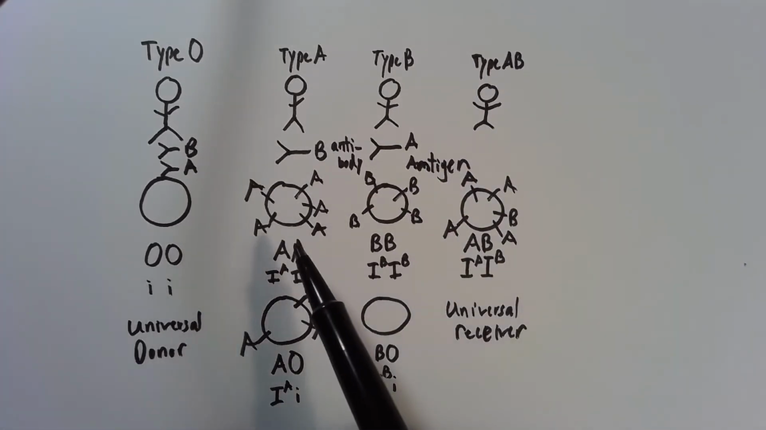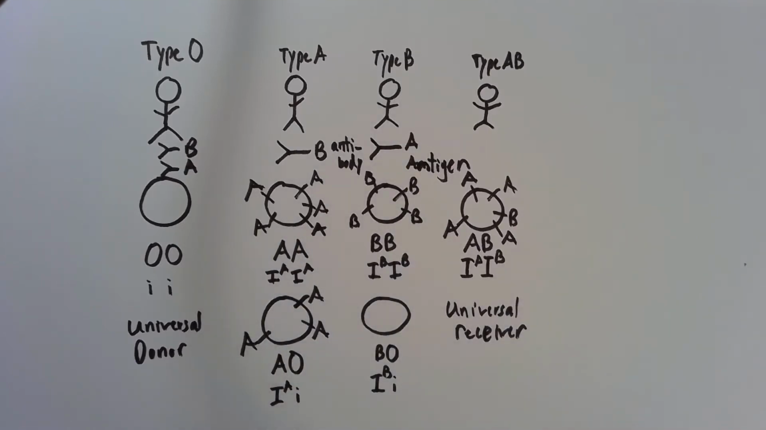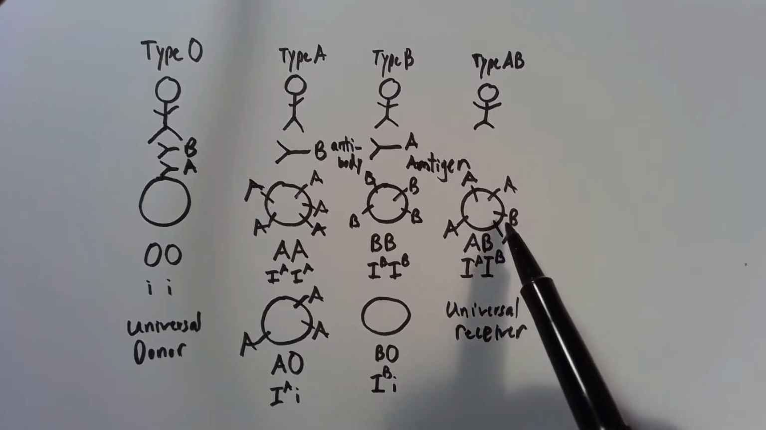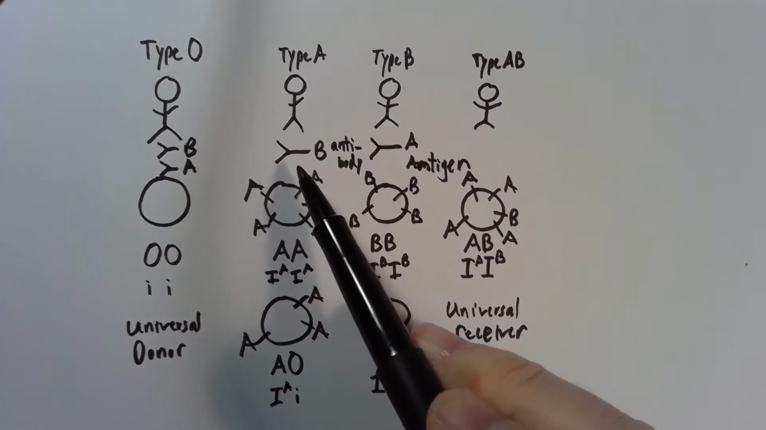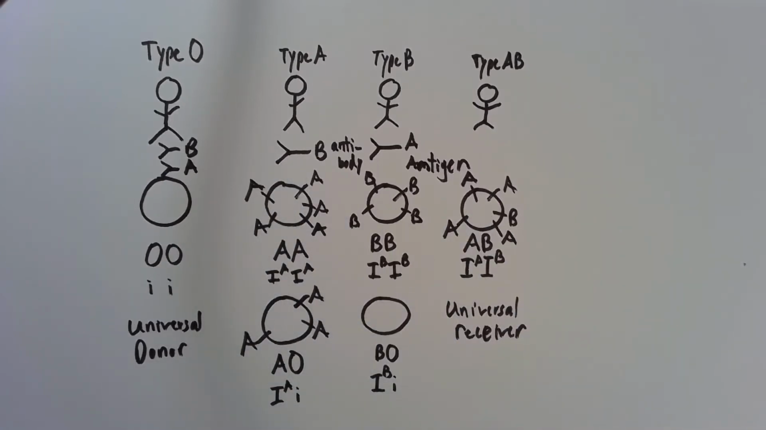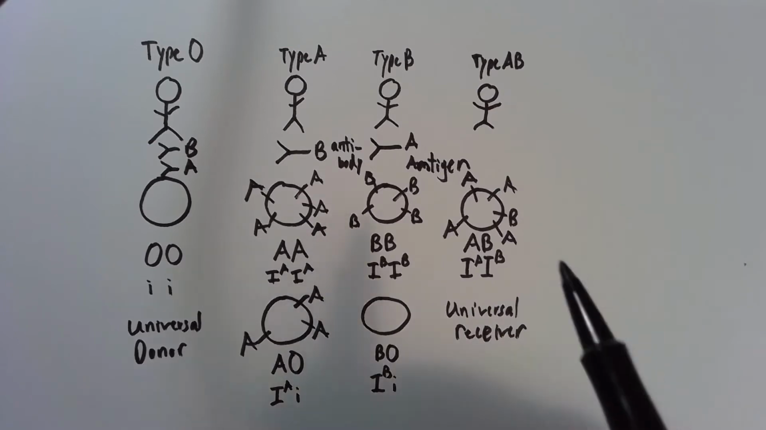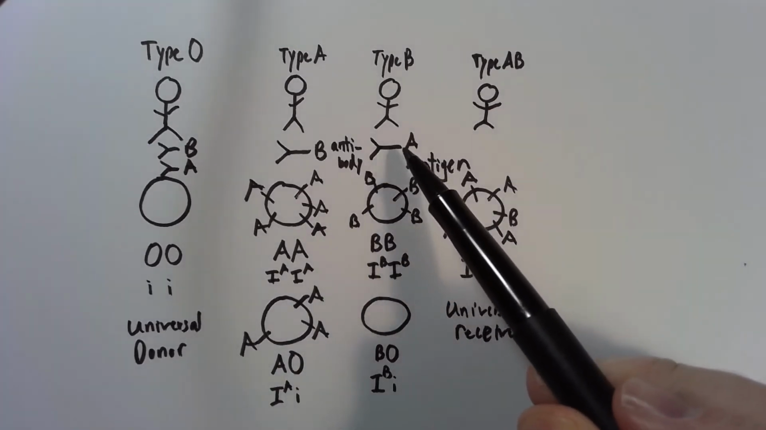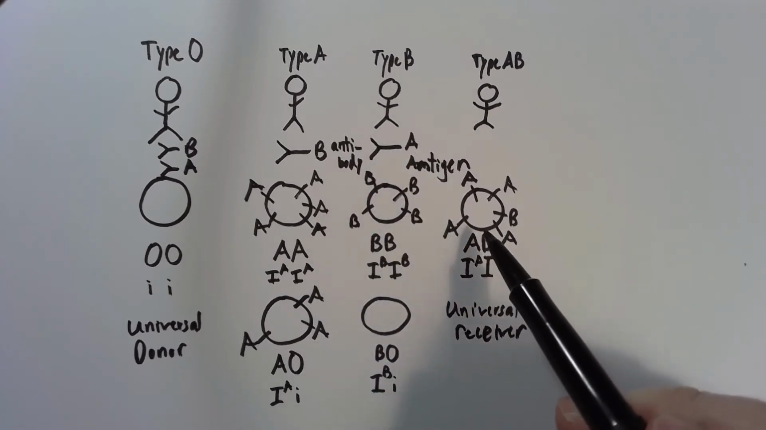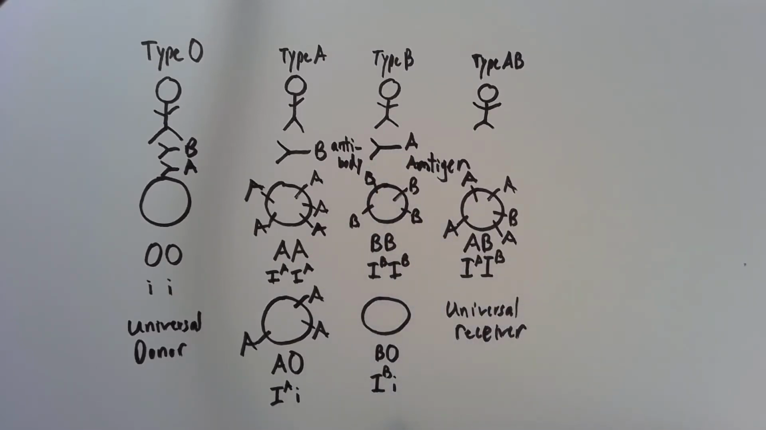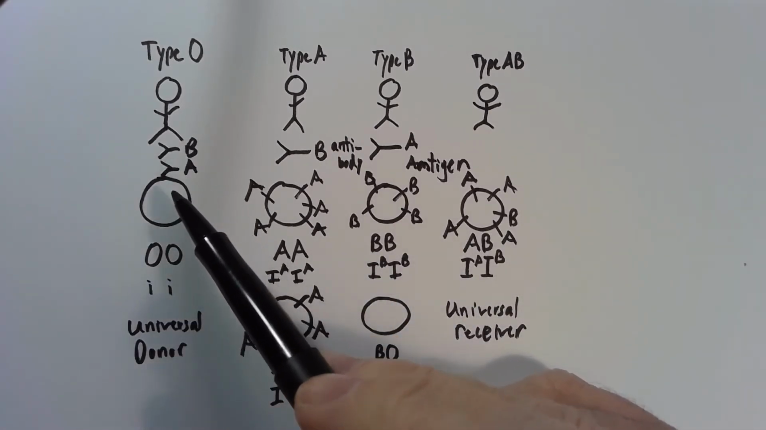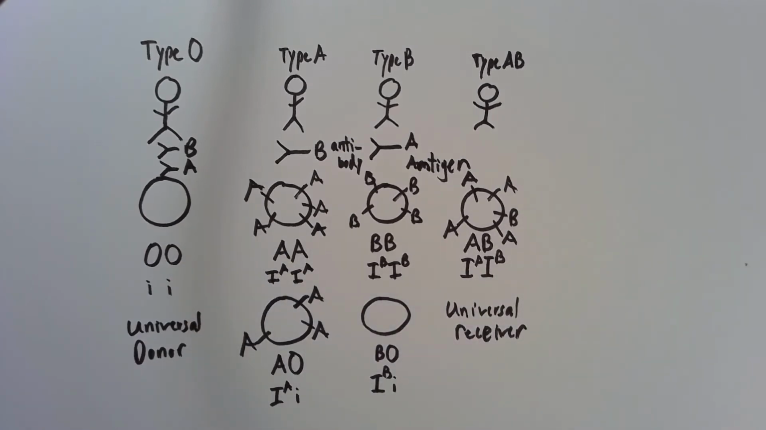Now, here's a question. Can you put AB into A? Type A has a B antibody. Type AB has B antigens. And so if you put type AB into A, it's going to see the B antigen and it's going to attack it. So you cannot put AB into A. Can you put AB into B? For the same reason, only this time type B body is looking for any A antigens, but type AB has an A antigen, so it's going to attack as well. And you definitely can't put it into a type O, because type O is looking for A, B, or AB. If it sees any of those, it's going to attack.